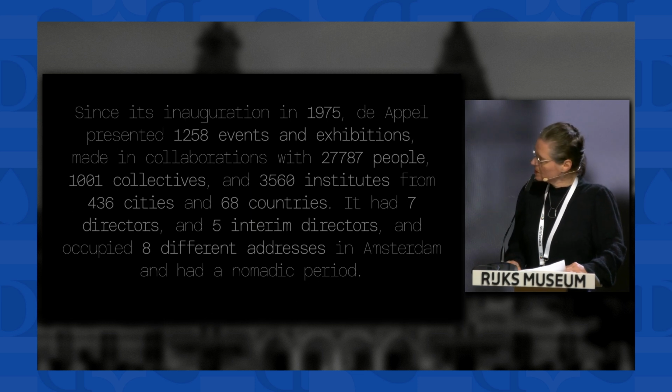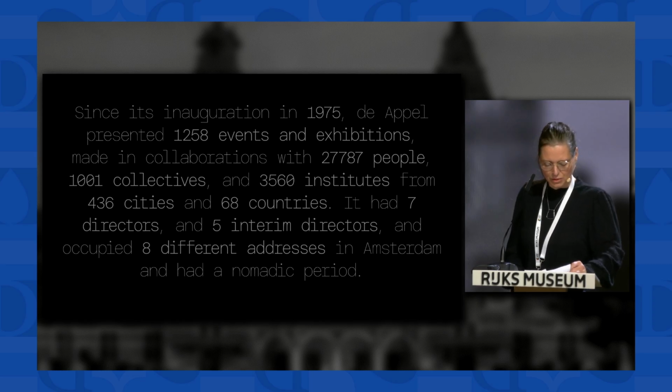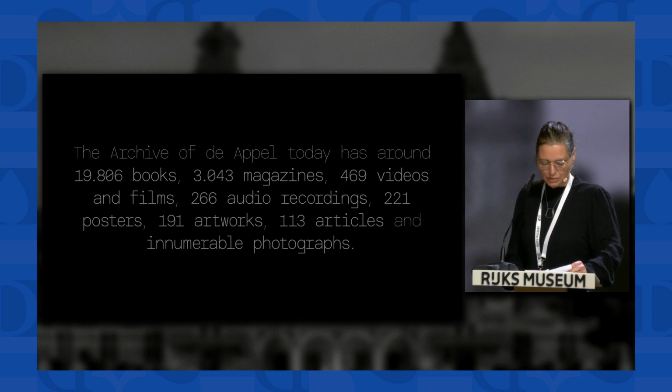Since its inauguration in 1975, the Apple presented 1,258 events and exhibitions made in collaboration with 27,787 people, 1,001 collectives, and 3,560 institutes from 436 cities in 68 countries. It had 7 directors and 5 interim directors and occupied 8 different addresses in Amsterdam. The archive of the Apple today has around 19,000 books and 3,000 magazines, over 400,000 videos and films, audio recordings, posters, artworks, articles, and numerous photographs.